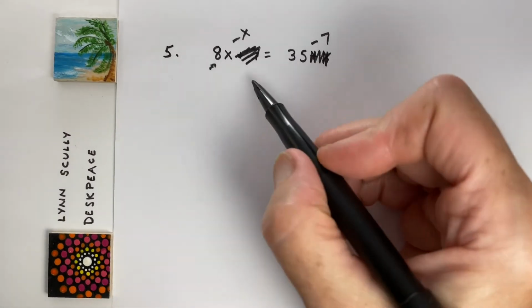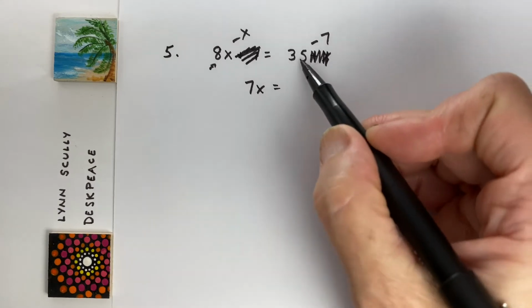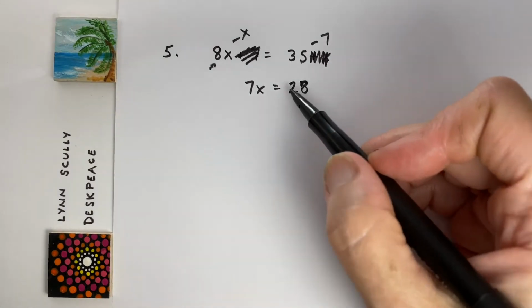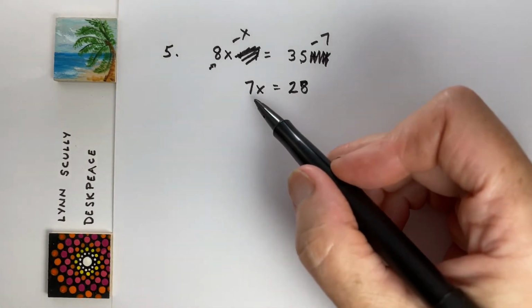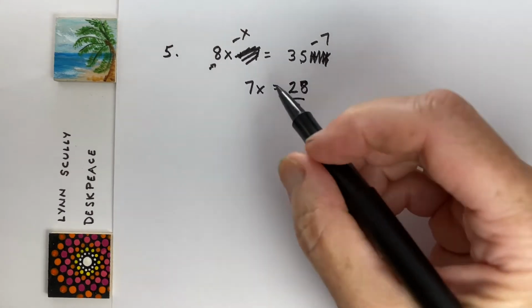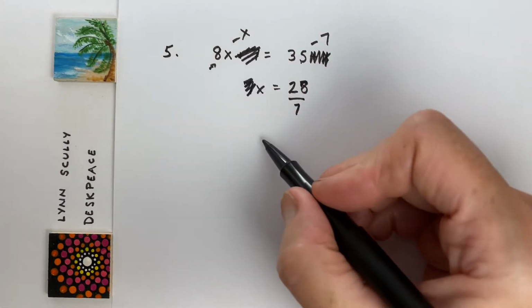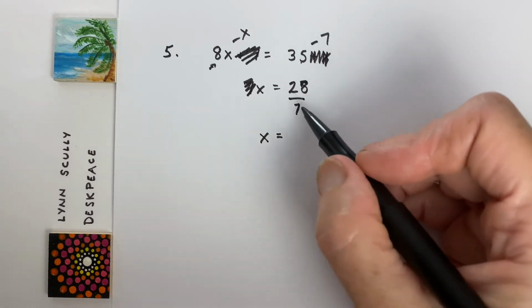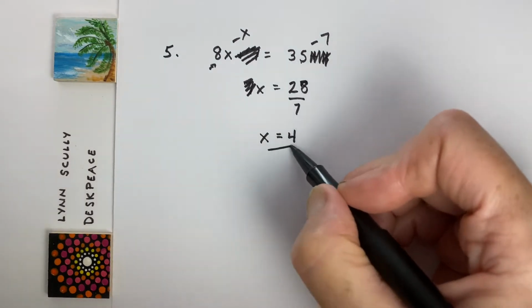Now, 8x minus x is 7x's. 35 minus 7 is 28. I want to get that x alone. 7 is attached by multiplication. Move it by division to the other side of the equal sign. And I'm getting x equals 28 divided by 7 is 4.